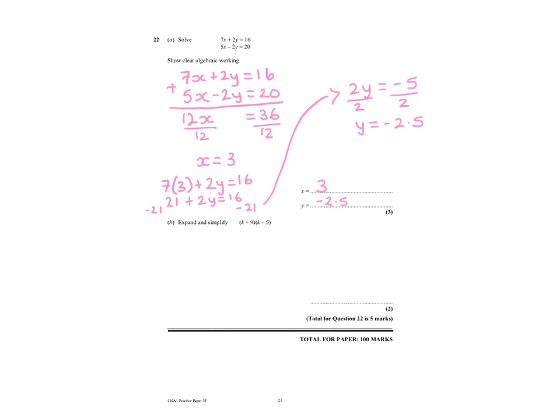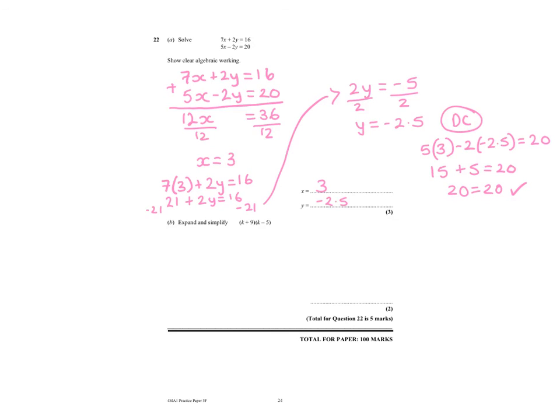Now I can double check if I'm right by putting this into the second equation. 5 lots of 3, because our x is 3, minus 2 lots of minus 2.5 equals 20. Well, 5 lots of 3 is 15, minus 2 times minus 2.5 is plus 5, equals 20. 20 equals 20, so I know I am correct.